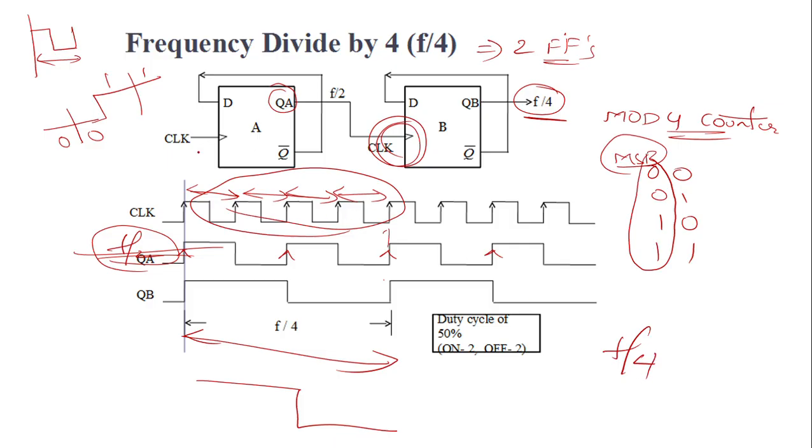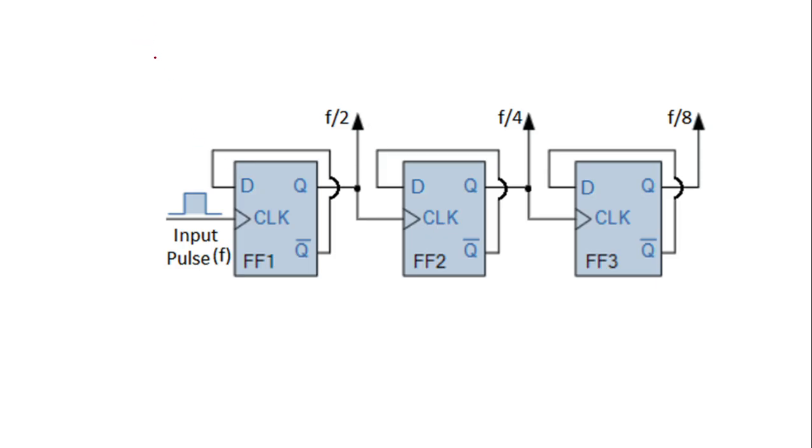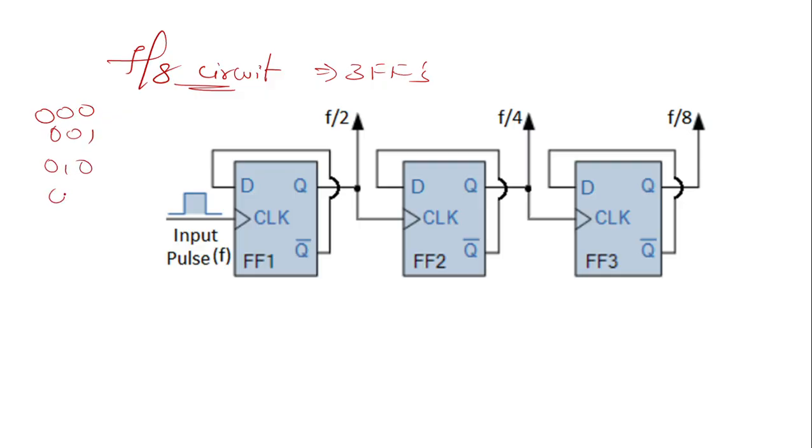So how many clock cycles will be covered? It will be called the f by 4 circuit. So this is our f by 8 circuit. For the f by 8 circuit, you are using 3 flip flops. For 3 flip flops, what are the combinations? You are getting 8 combinations: 0 0 0, 0 0 1, 0 1 0, 0 1 1, 1 0 0, 1 0 1, 1 1 0, 1 1 1.